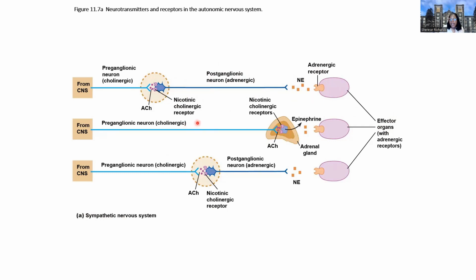The second pathway for the sympathetic nervous system is to the adrenal medulla. So we have a preganglionic neuron, also cholinergic, also releasing acetylcholine, also binding to a nicotinic or fast receptor, which is located on these chromaffin cells. And then from there, epinephrine is being released, and that is going to circulate in the blood and then bind to adrenergic receptors that are also on these affected tissues.